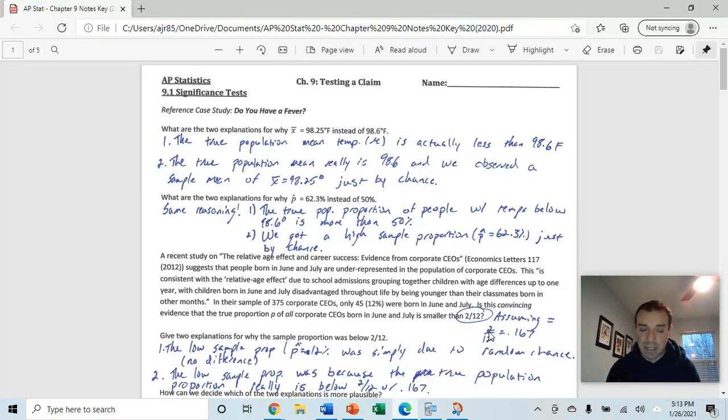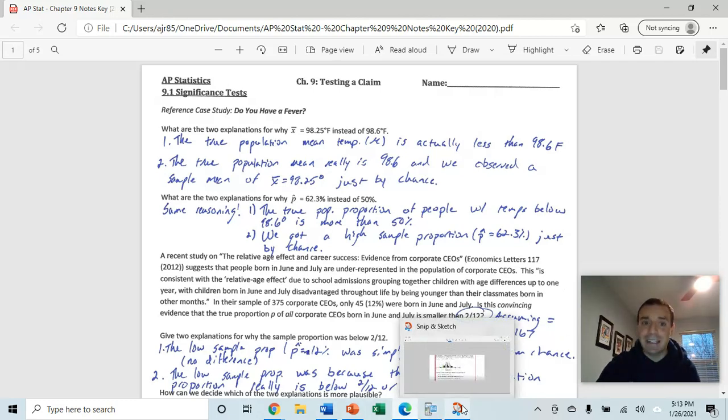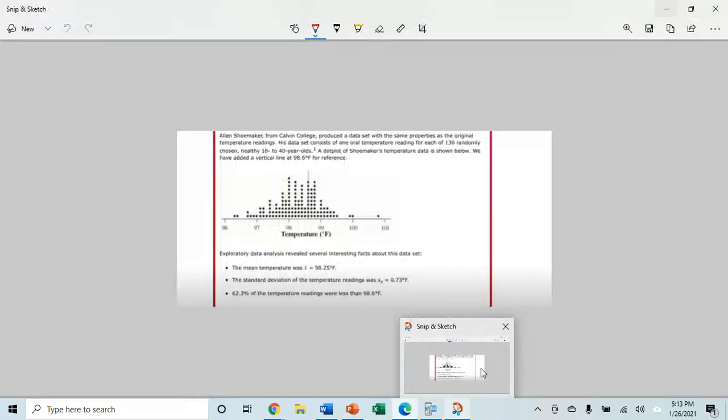At the end of every study, at the end of every experiment, there's some type of confidence interval or significance test that's run to determine whether or not you have evidence of whatever you're trying to find. So let's take a look at this. We're going to start by looking at a case study related to body temperature.